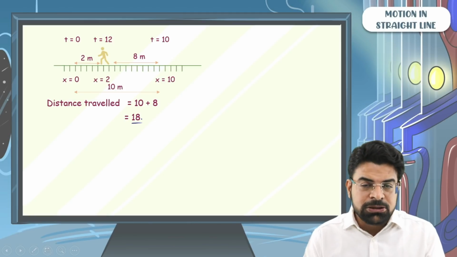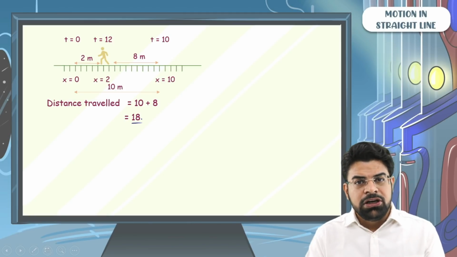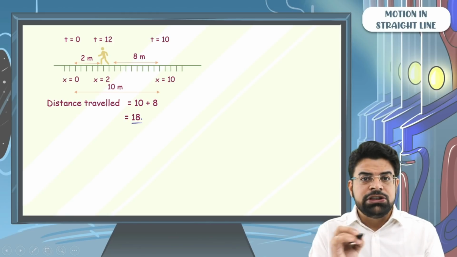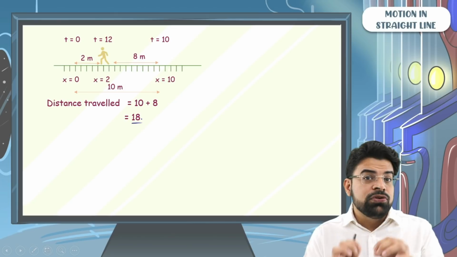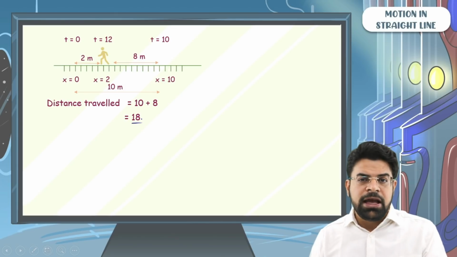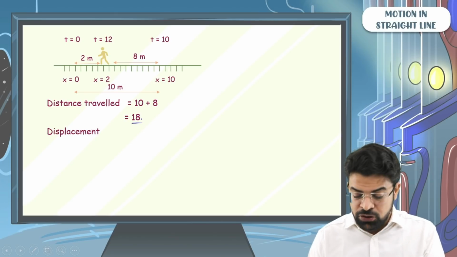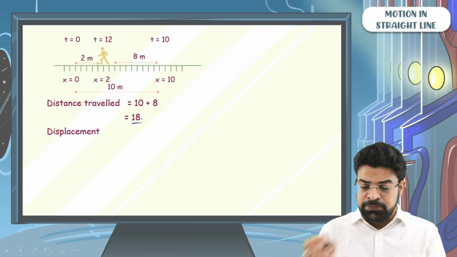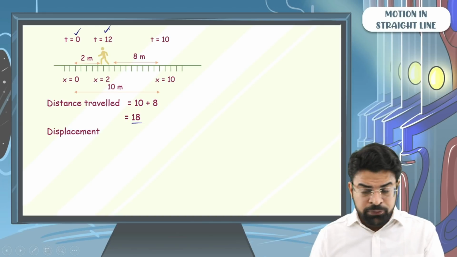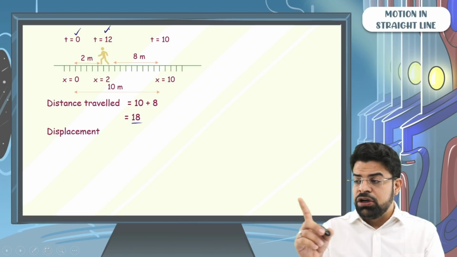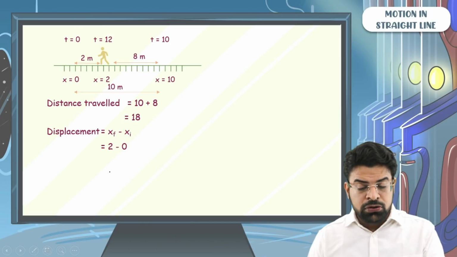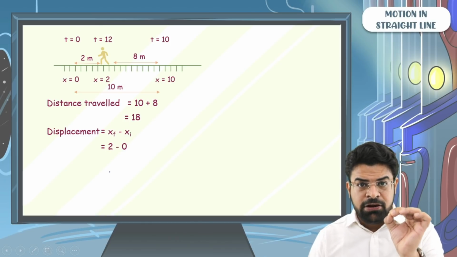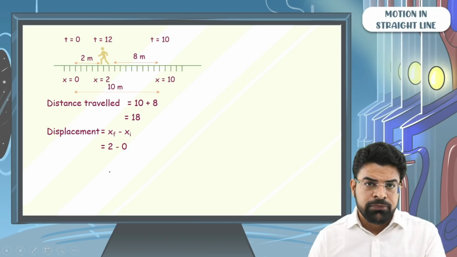You will say, sir, displacement is a vector quantity. Displacement is nothing but the final position vector minus the initial position vector. Here we are talking about motion in a straight line, so simply the final x coordinate minus the initial x coordinate. So the overall displacement in this 12-second journey will be the final x coordinate after the 12-second journey, which is 2, minus the initial x coordinate, which is 0. So the displacement in 12 seconds is 2 meters towards the right.